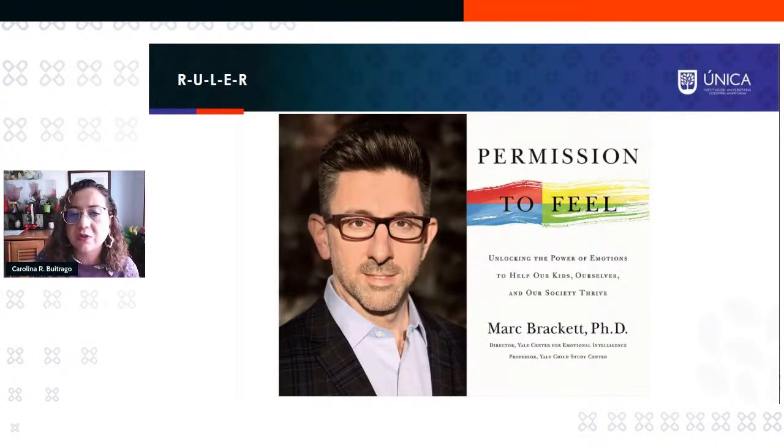So I want to point you in the direction of Marc Brackett. In his book, Permission to Feel, it's very similar to the whole idea of Inside Out, the movie. So yes, it is about, as he says here, unlocking the power of emotions to help our kids, ourselves, and our society thrive. So in this book, Marc Brackett makes the case for a system that he calls RULER, right?